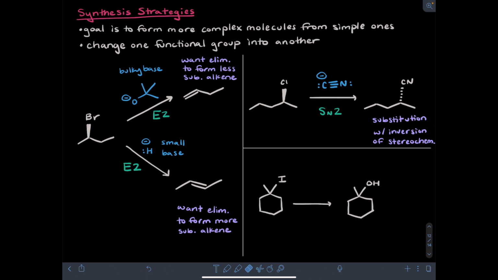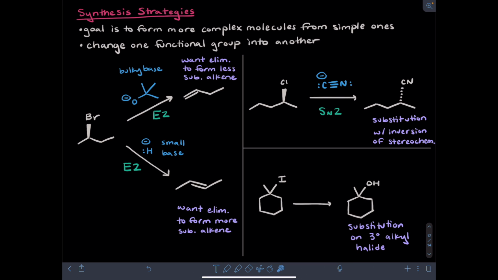Last, let's consider we had an alkyl iodide, and I want to convert this into an alcohol. This reaction indicates that a substitution reaction has taken place. And notice that the alpha carbon is tertiary in this case. This means that I cannot have an SN2 reaction at this position, because SN2 reactions do not occur for tertiary alkyl halides.